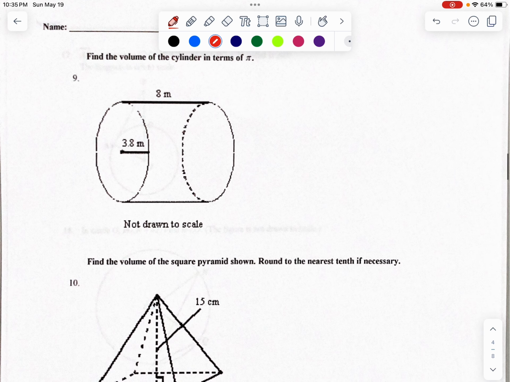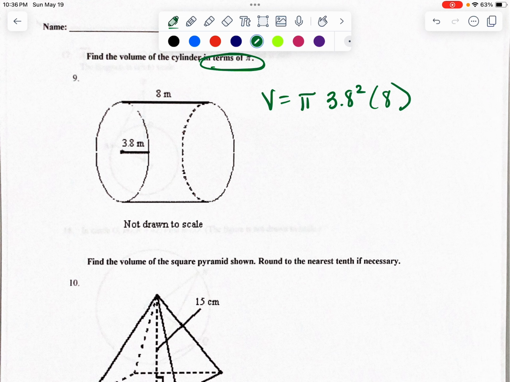All right, number 9, the volume of a cylinder is, again, the area of the base times the height of the cylinder. The cylinder is on its side. The base is a circle. Here it does ask me to leave it in terms of pi. So pi times the radius squared times the height, which is 8. So really all I need to figure out is what is 3.8 squared times 8, which is 115.52 pi cubic meters.